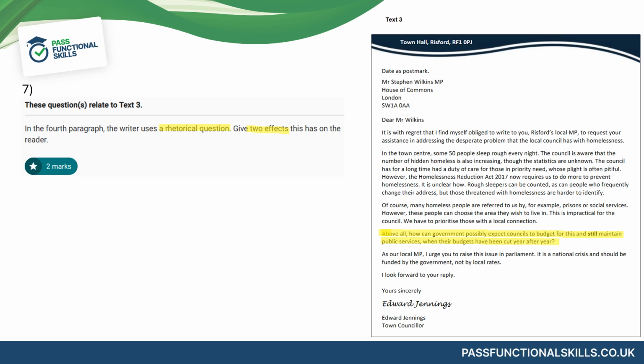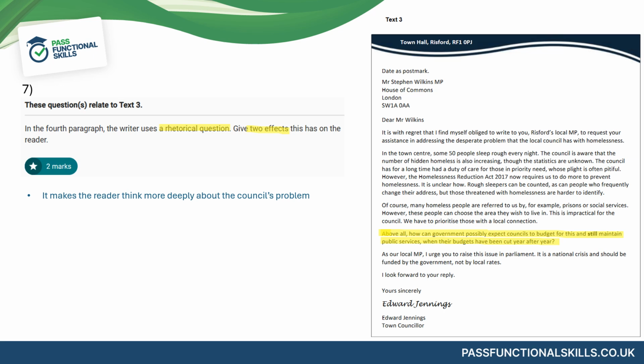Okay, so we should know from our revision that rhetorical questions usually invite the reader to think more deeply about whatever the writer is saying, the topic or the point that they're making. So here, the point that they're making is that it's ridiculous that the government expect the council to maintain public services on such a low budget when it's being cut. So it encourages the reader to think more deeply about that problem that the council are facing. So that's one reason we could definitely put down.